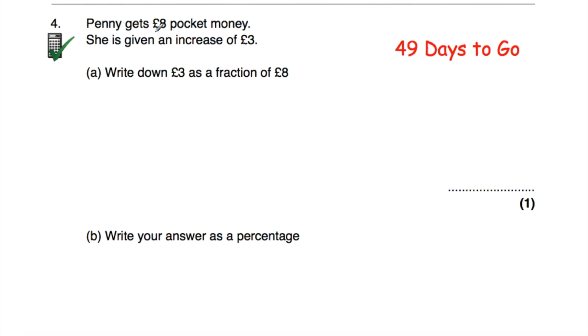Question number 4 says, Penny gets £8 pocket money, and she's given an increase of £3. And we've been asked to write £3 as a fraction of £8. Well, that's just going to be 3 out of 8. 3/8, because it's 3 out of 8. 3 is a fraction of £8. 3/8. And if you got that, well done.